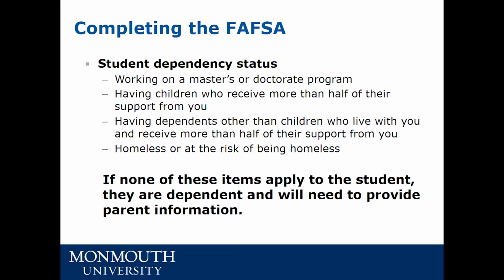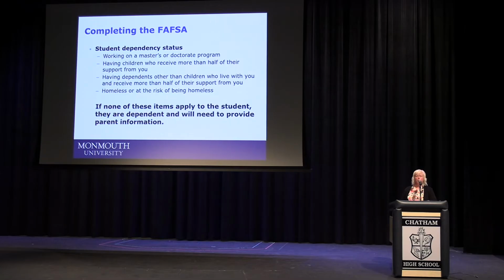Is the student working on a master's or doctorate program in 2023, 2024? Does the student have children who live with them and receive more than half of their support from the student? Does the student have dependents other than children who live with them and receive more than half of their support from them? Is the student homeless or at risk of being homeless? So as I said, if none of these items apply to your student, you'll be moving on and putting parent information on the FAFSA.